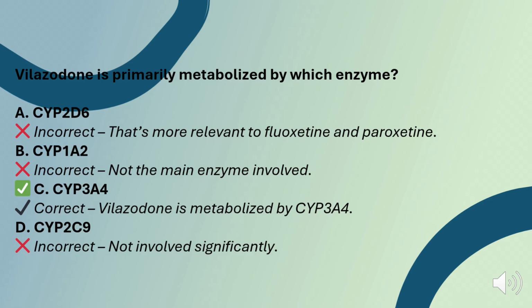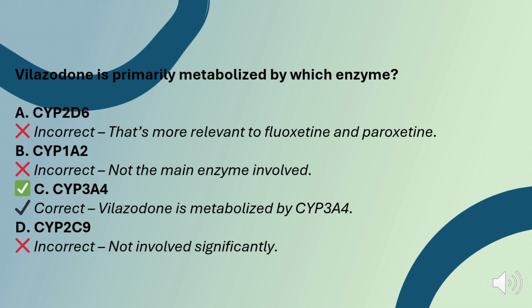Okay, if you said CYP2D6, that's incorrect. You see that more relevant to fluoxetine and paroxetine. If you said CYP1A2, that's incorrect because it's not the main enzyme involved. If you said CYP3A4, that's correct because vilazodone is metabolized by CYP3A4. And if you said CYP2C9, that's incorrect because it's not involved at all.